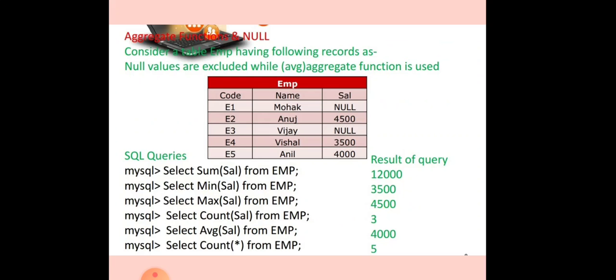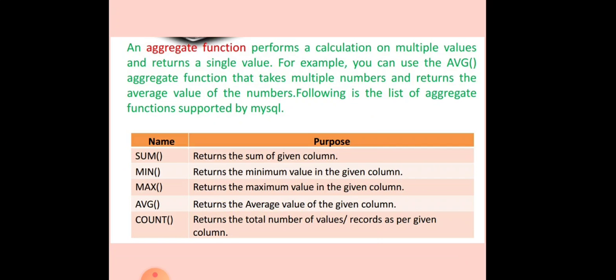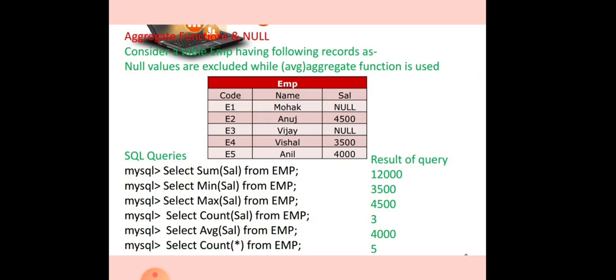In the same way, we find the minimum value and maximum value of salary by applying the min function and the max function. If you want to count the salary, then the count function counts the total number of values or records as per the given column. So when we apply the count function on the salary column, it gives us output 3. Why? Because it has 5 records, but out of 5, 2 are null. So it excluded the null values.